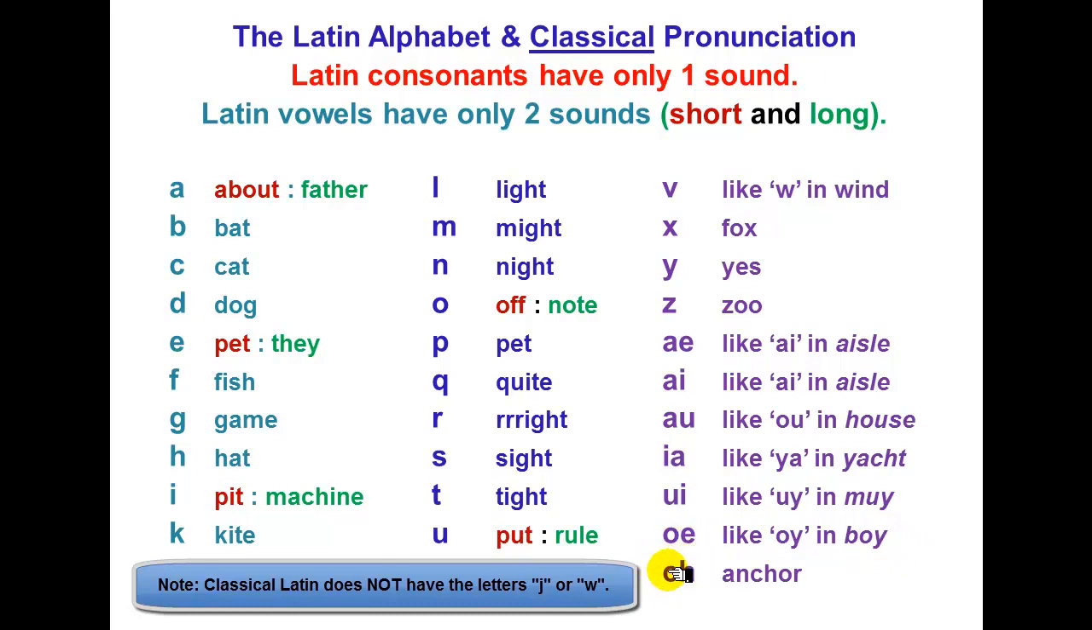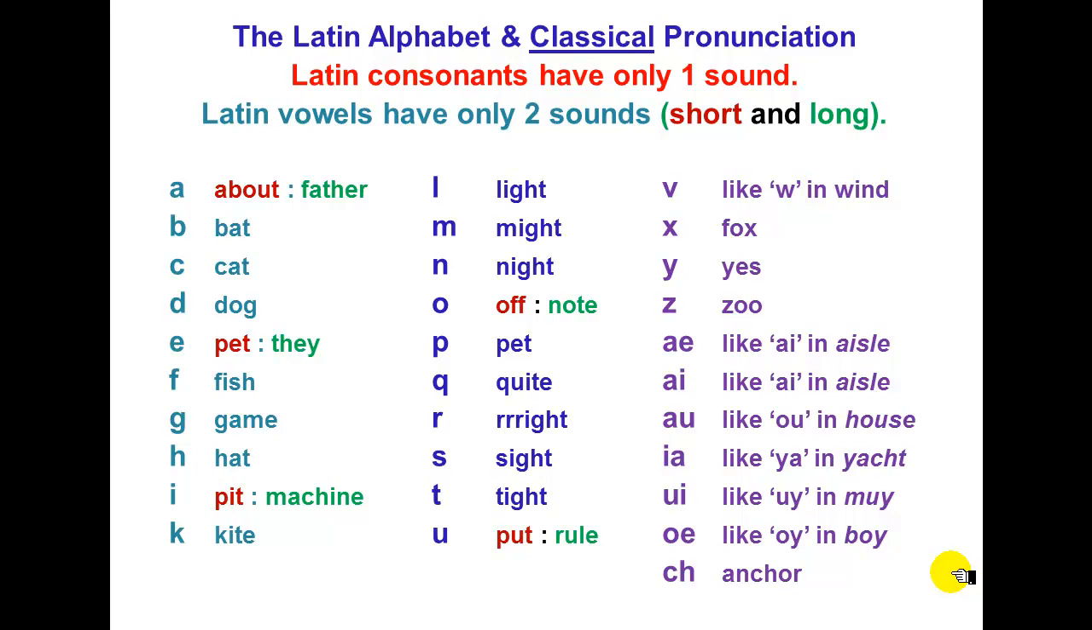And one consonant combination that we should note: the CH in Latin has a K sound, like the CH in anchor. And that is our summary of the major grammar points in Lively Latin 1.